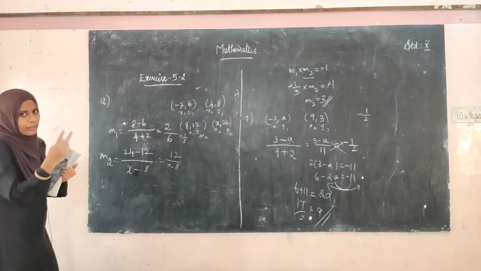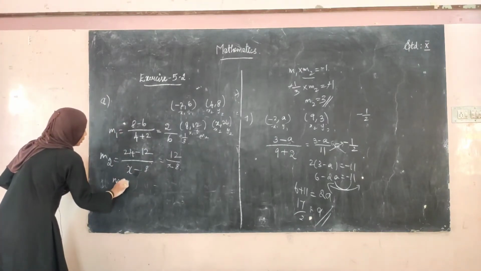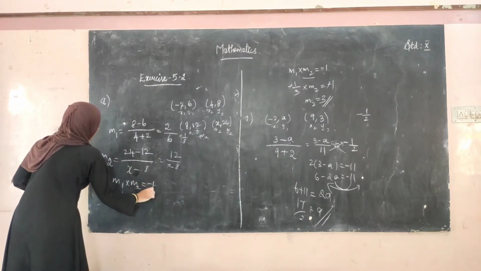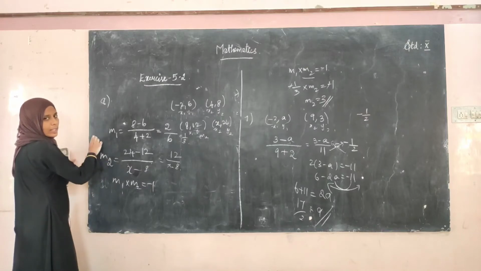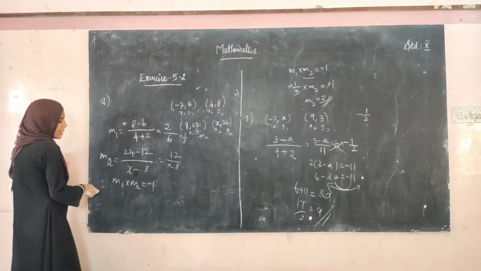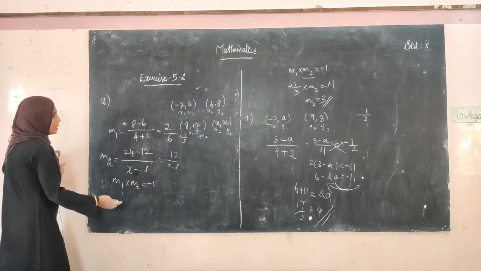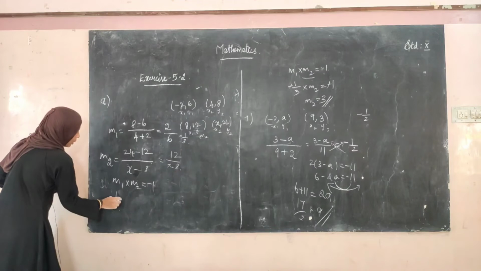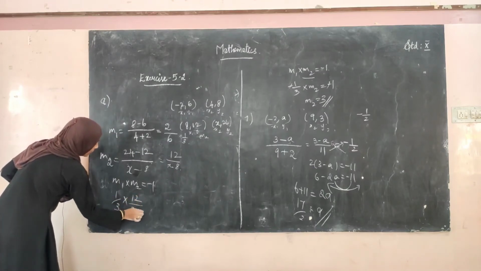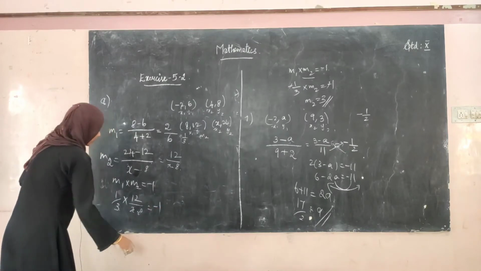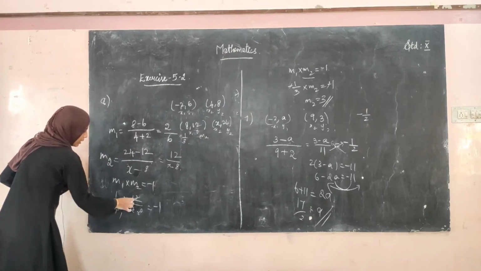Okay, since the two given lines are perpendicular, we can use the condition m1 into m2 equal to minus 1. See, you have to write the words. Since the two lines are perpendicular, which satisfies the condition m1 into m2 equal to minus 1. Okay, what is m1 here? It is 1 divided by 3 into what is m2? 12 divided by x minus 8 equal to minus 1. Okay, see here this can be cancelled, right? This is 1 and this is 4.